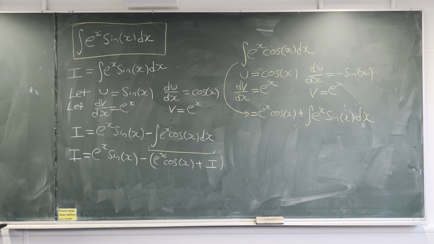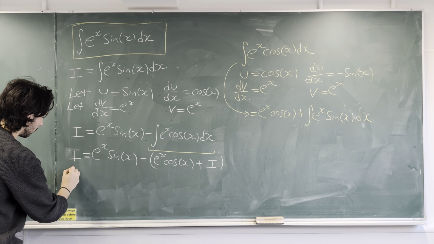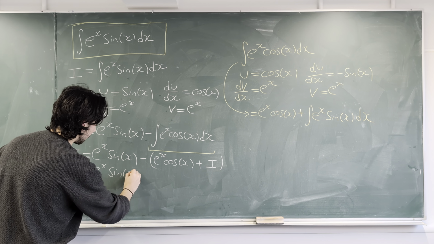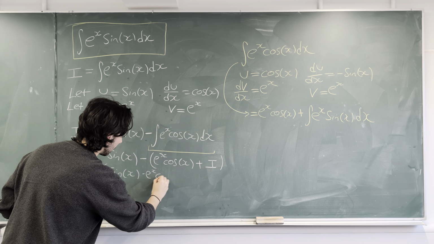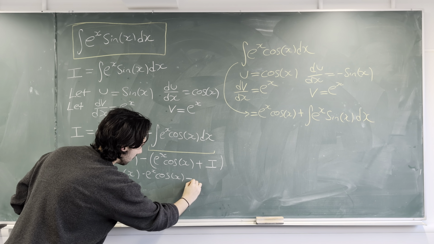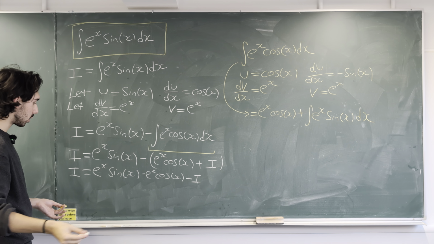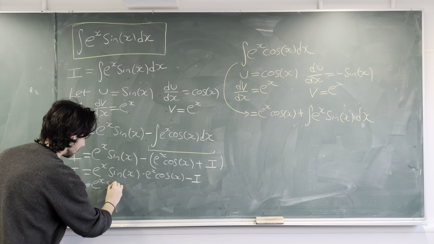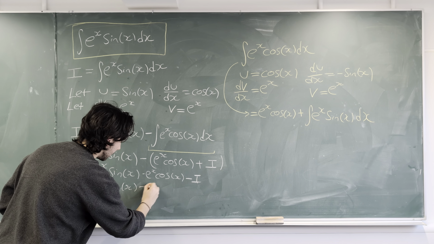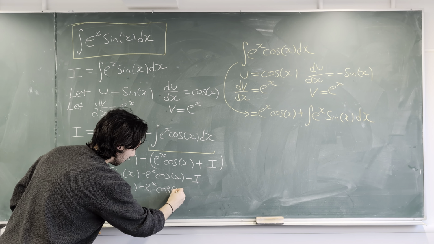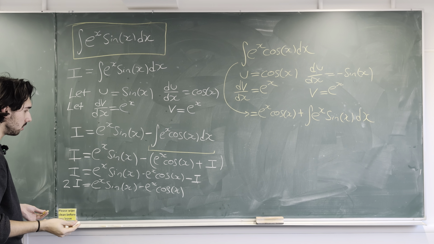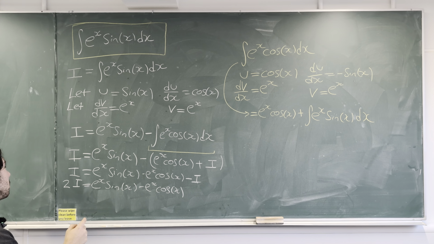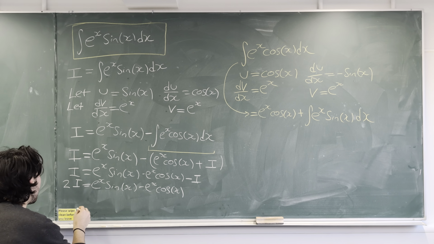Okay, and now we can just rearrange to get I on its own. So first of all, before we do that, let's just get rid of these brackets here. So minus e to the x cos x minus I. Let's add I to both sides of the equation to get that 2I is equal to just e to the x sine x minus e to the x cos x. And then let's just divide both sides by 2. And of course, we're going to need to add c as well. So if I divide both sides by 2, I'm also going to factor out the e to the x, and I'm going to add the c.